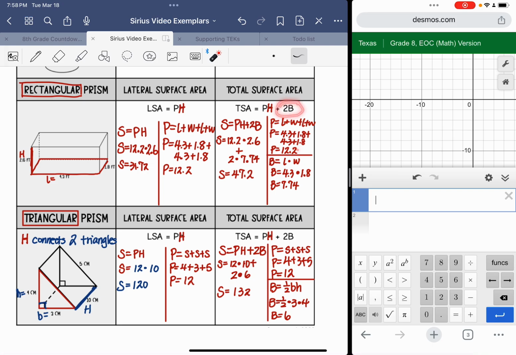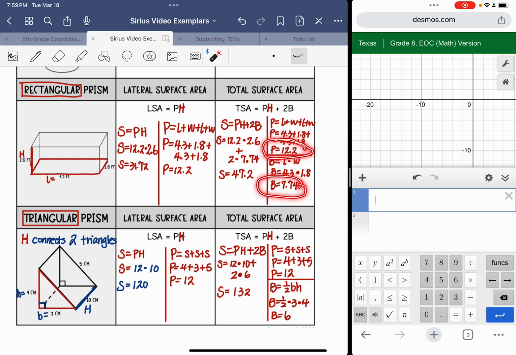Same thing on the right side. Just one more thing about the B. Remember the B represents the base, area of the base. Area of the base, area of the what? Area of the rectangle. For a rectangle, we always use length times width, which we have 4.3 times 1.8, length times width. Then we should get 7.74, and then same thing.